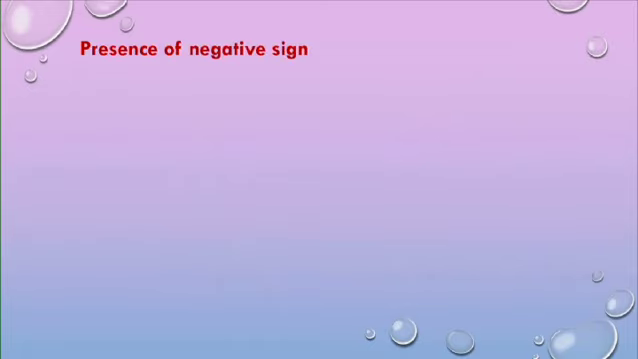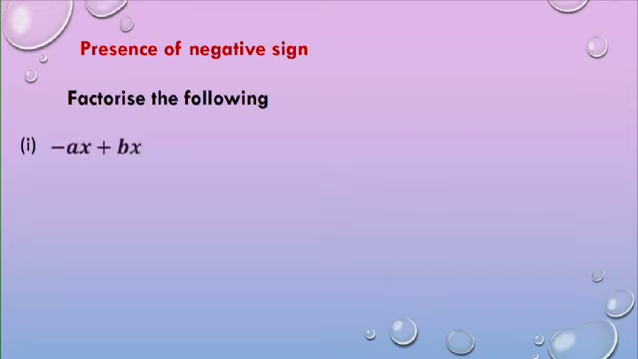Presence of negative sign. We're going to continue with factorization of algebraic terms, but now we're going to have a negative sign in front of the brackets. Factorize minus ax plus bx. We do have a common letter here, x. So through factorization, we're going to remove this x outside the brackets.